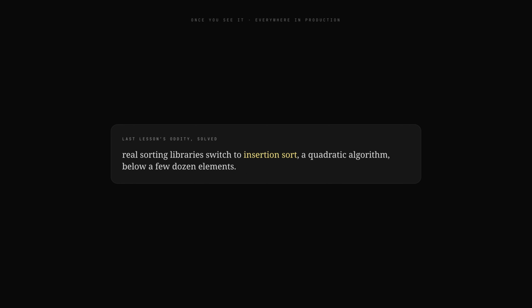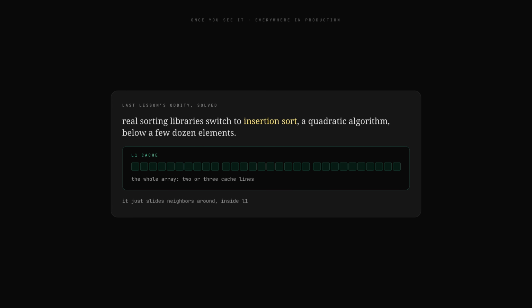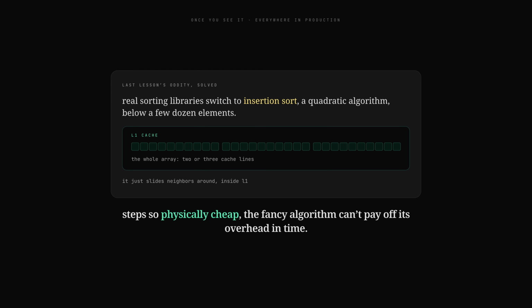And remember the oddity from last lesson? That real sorting libraries switch to insertion sort, a quadratic algorithm, below a few dozen elements? Now you can name the reason. At that size, the whole array is 2 or 3 cache lines. Insertion sort just slides neighbors around inside L1, and its steps are so physically cheap that the fancy algorithm can't pay off its overhead before the work is already done.